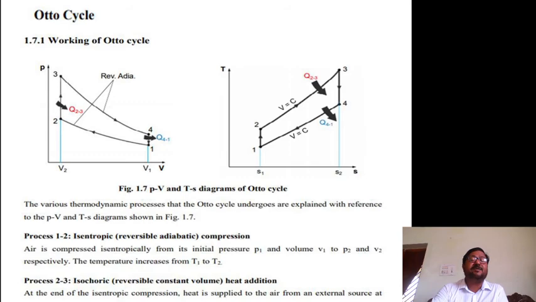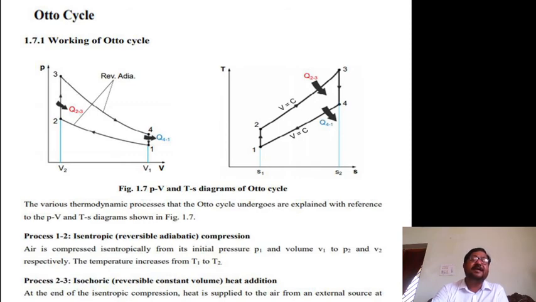3 to 4 is an expansion, because the pressure at state 3 is high, and at state 4 it is decreased. State 3 pressure is more, state 4 is less, so it is a reversible adiabatic or isentropic expansion process. Here, state 3 and state 4 both have the same entropy. Like that, 3 to 4 is the reversible adiabatic or isentropic expansion process.